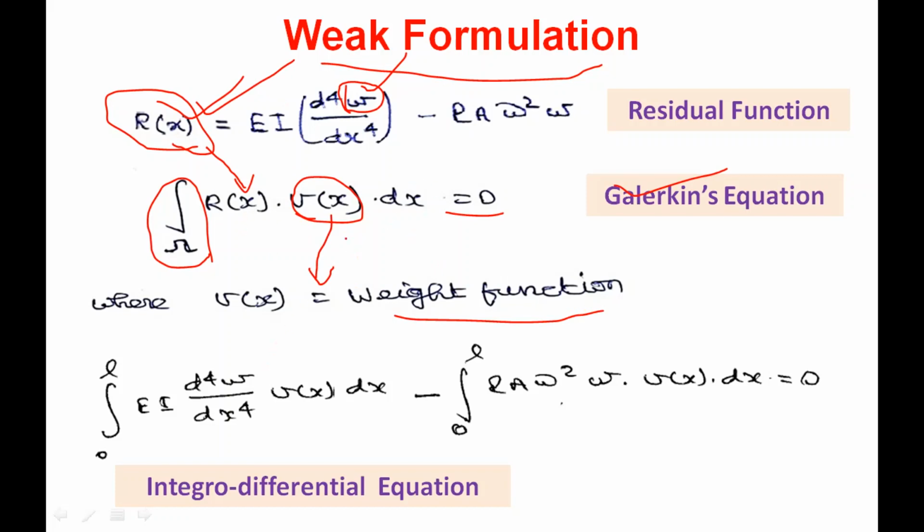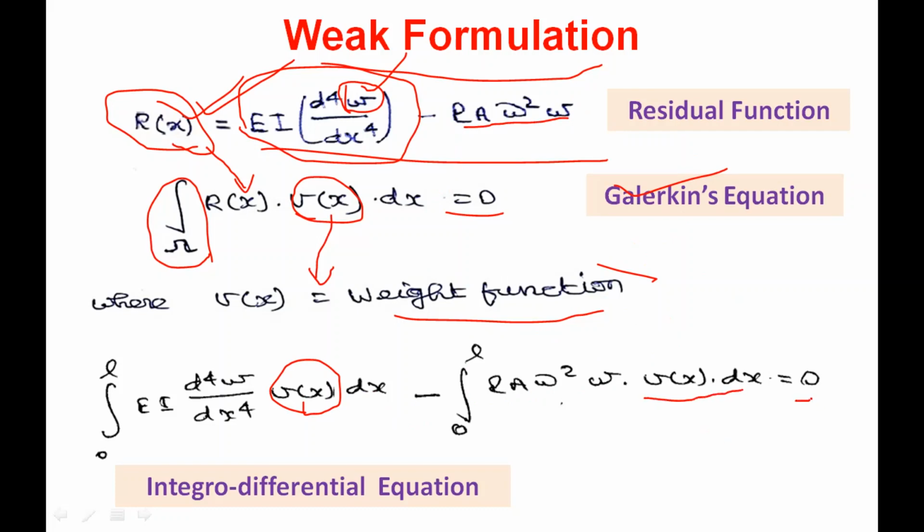When you multiply this weight function with the residual function, we will get two integrations, integral 0 to L, where 0 to L is the domain. The first part is integral of EI d^4 w by dx^4 multiplied by v of x, the weight function, dx. The second part is integral 0 to L rho A omega square w into v of x dx, equal to 0. So this is the Galerkin equation.